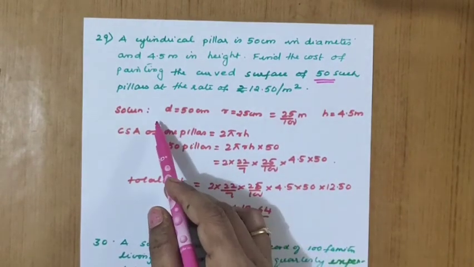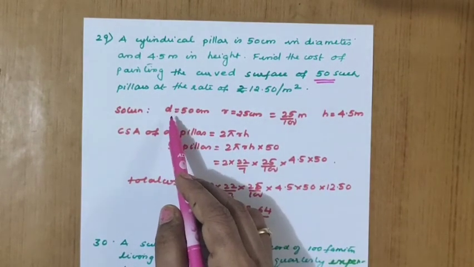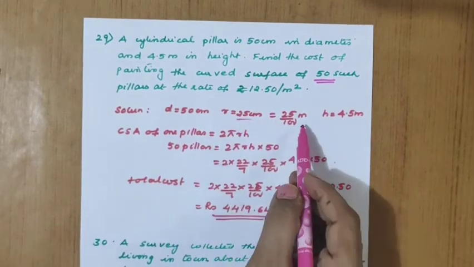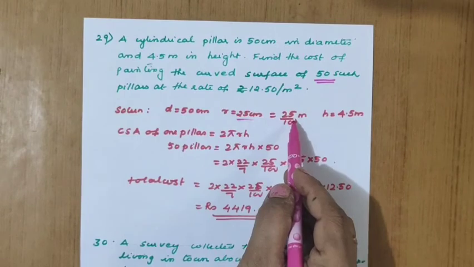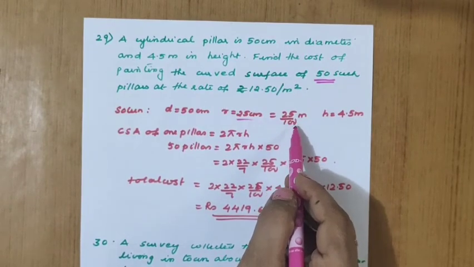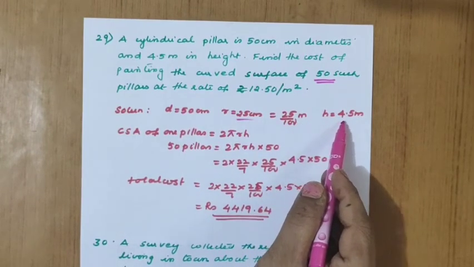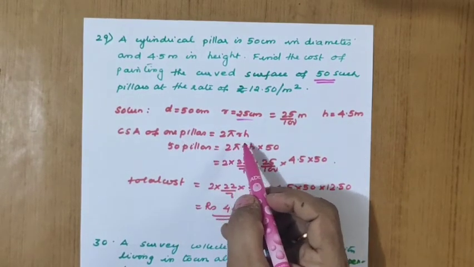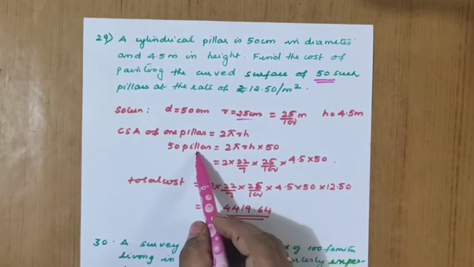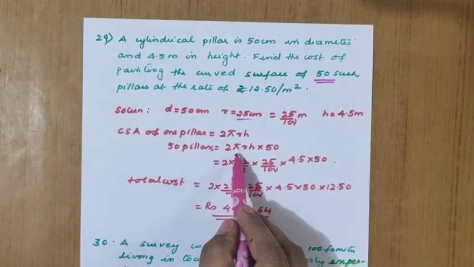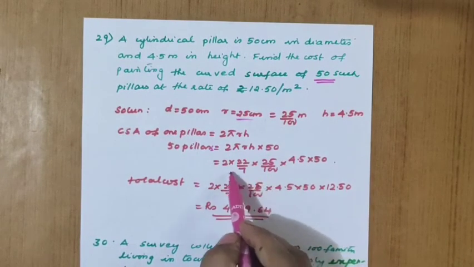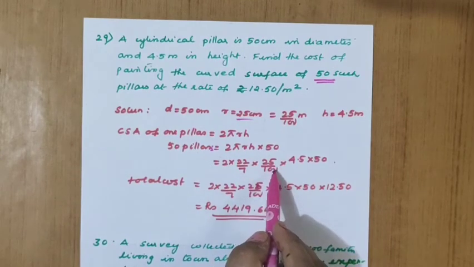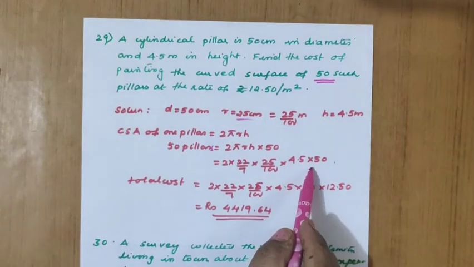Now we can see the solution. D is given, that means diameter, that is 50 centimeter. Therefore R equal to 25. Again 25 centimeter only. So we should write in meter, 25 by 100 meter. Now H is what? H is equal to 4.5 meter. Now CSA of one pillar, that is 2 pi RH. Again it is 50 pillars are there. So we can write 2 pi RH into 50. So substitute the values, 2 into 22 by 7. Again radius is 25 by 100 into 4.5 into 50.